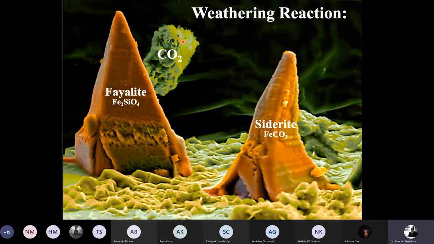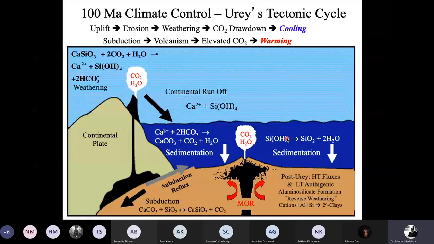So coming back to earth sciences, we are looking at the iron silicate mineral, fayalite. It reacts with CO2 to form siderite, FeCO3. What about the products? The products go into solution. So this is a schematic overview of what happens on the continents and how things are transported to the ocean and what happens in the ocean.